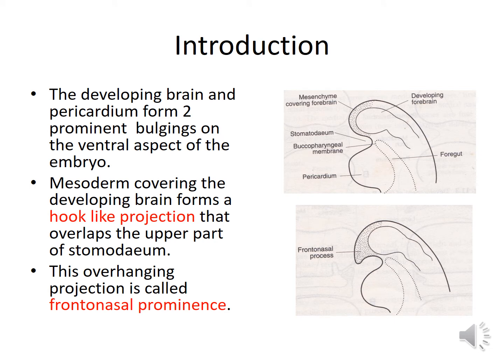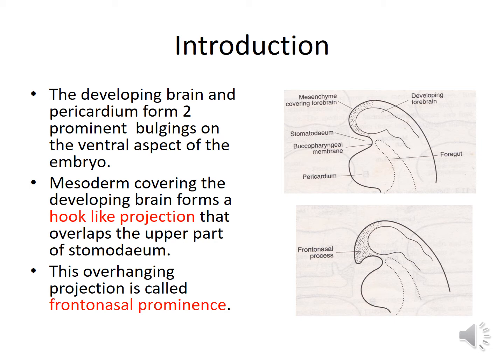Here, this is a side view of the developing embryo where you can appreciate two bulgings. Cranial one is the developing forebrain and the caudal one is the developing pericardium. In between the two bulgings, there is stomodium separated from the outside by the buccopharyngeal membrane.